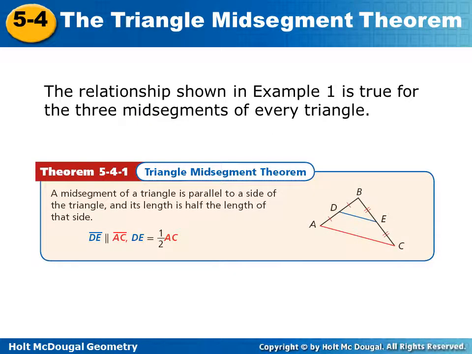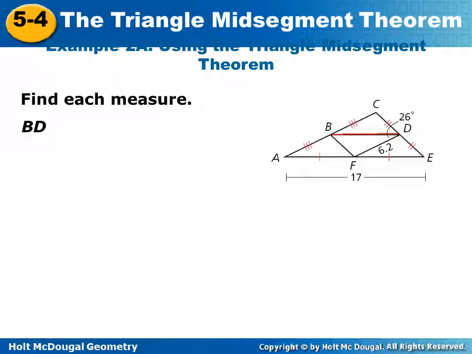The relationship shown in example 1 is true for the three midsegments of every triangle. So the triangle midsegment theorem says that DE is parallel to AC and DE is equal to 1/2 of AC. So the midsegment is parallel to the base and it's equal to 1/2 of the base. So this is our proof using the triangle midsegment theorem.